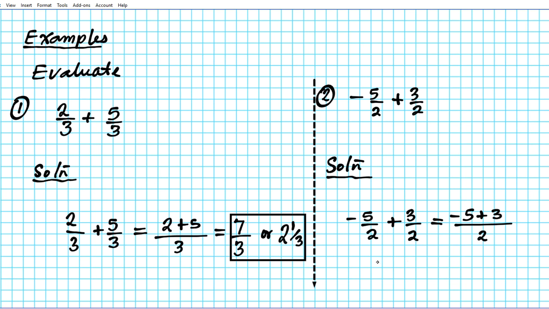Negative 5 plus 3, since the signs are different, you subtract and keep the sign of the bigger, which is 5. The bigger is 5 and the sign of 5 is negative, so we have negative 2 over 2. You can divide this by 2 top and bottom, and you end up with negative 1 as your final answer. Alright, let's try another example.